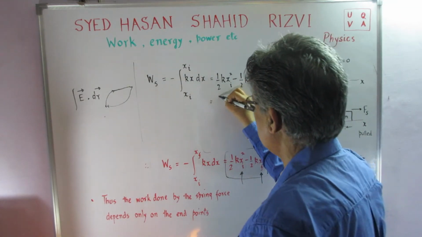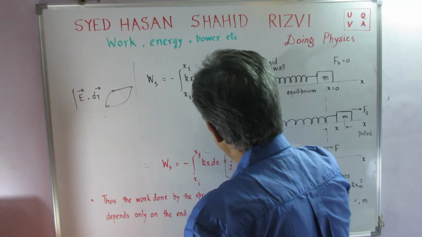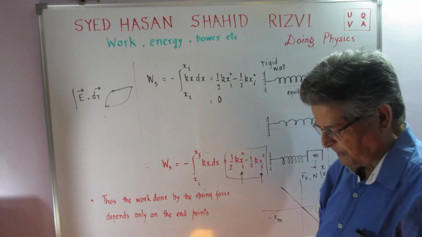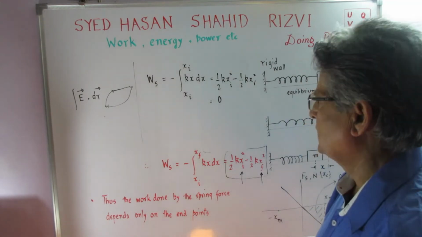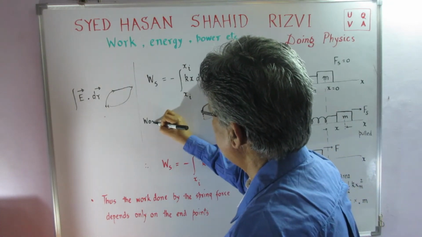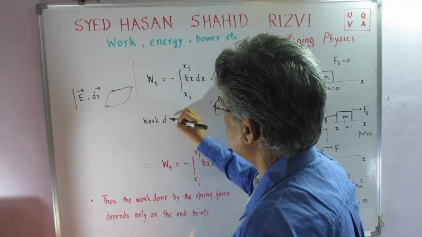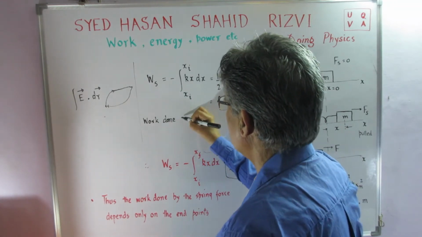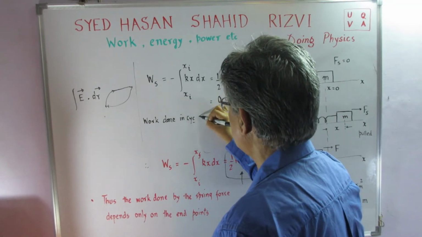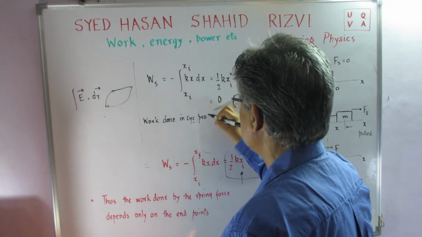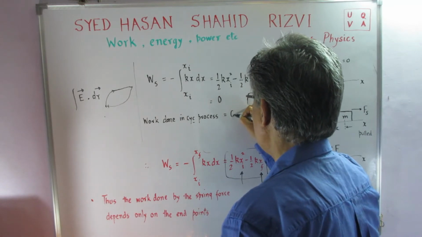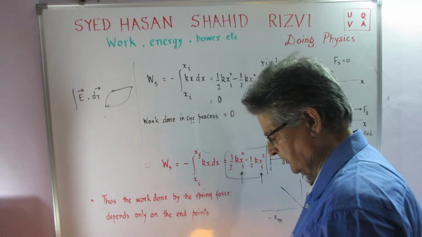Even a child will tell you that this is beautiful. Okay, so the work done by the spring in a cyclic process, the work done in a cyclic process that occurs in the system, is equal to 0, as was found also in the other case, in the case of gravity.